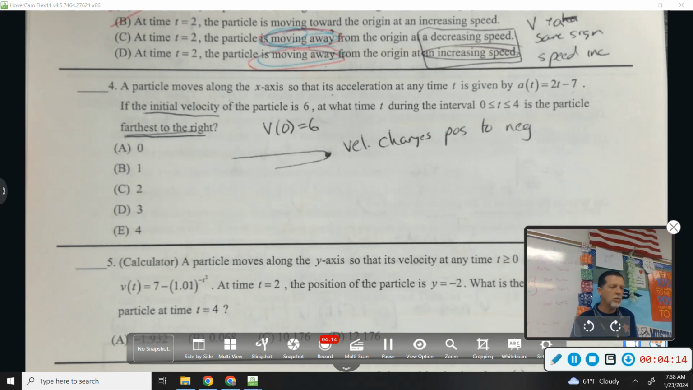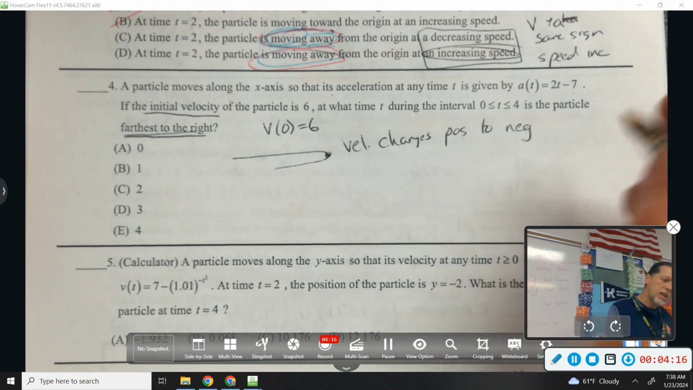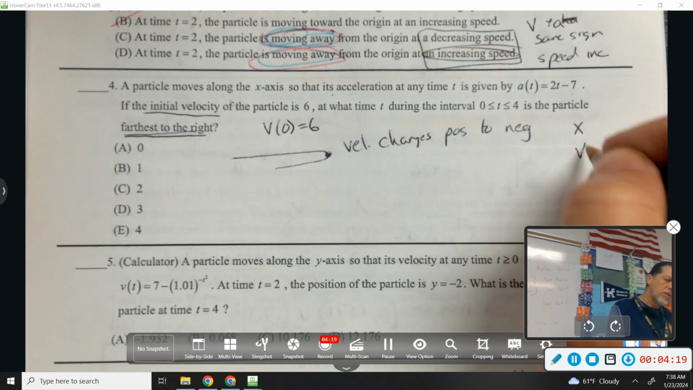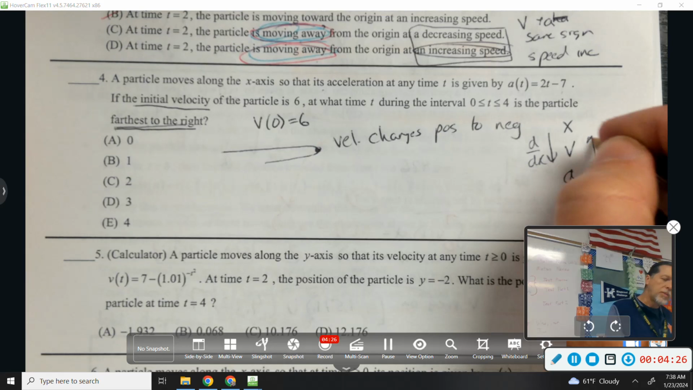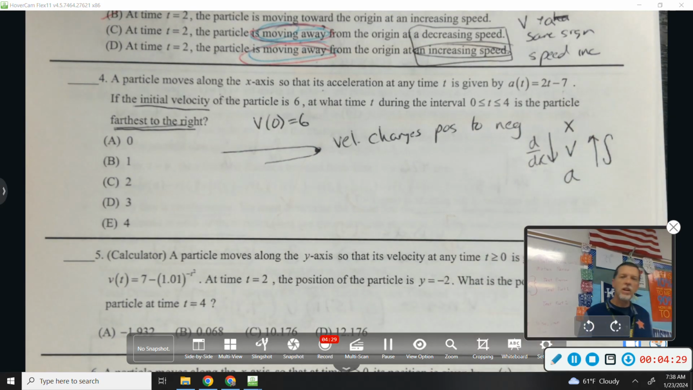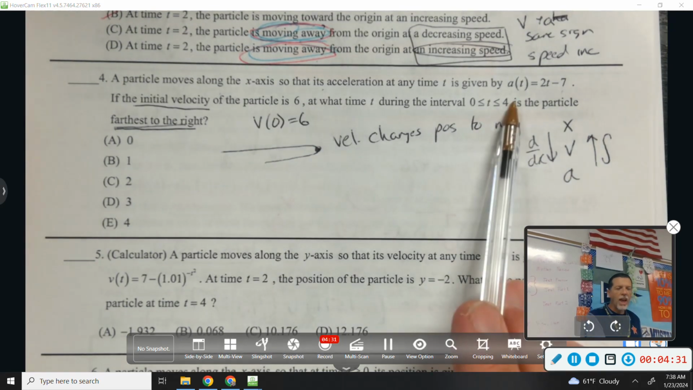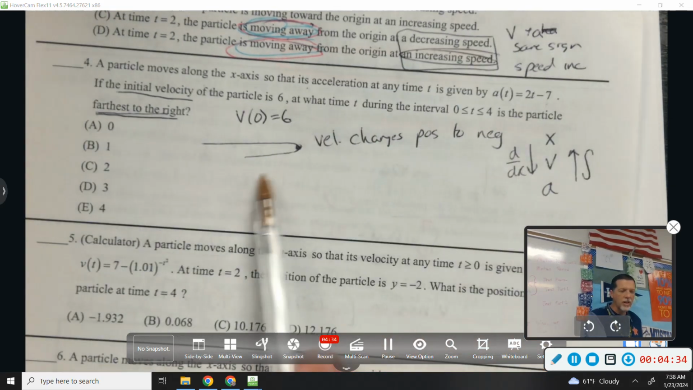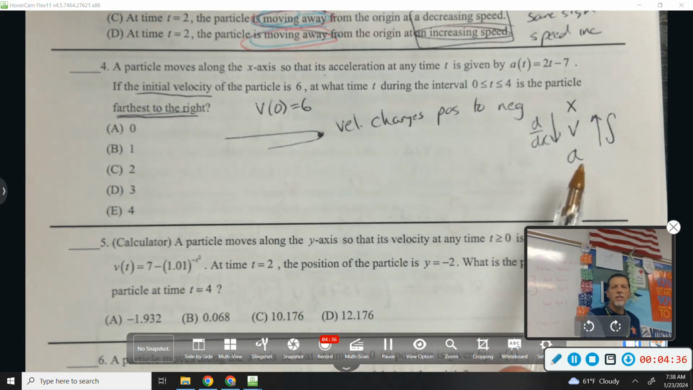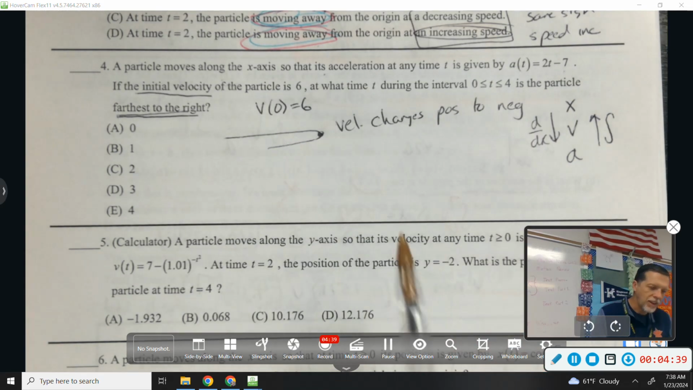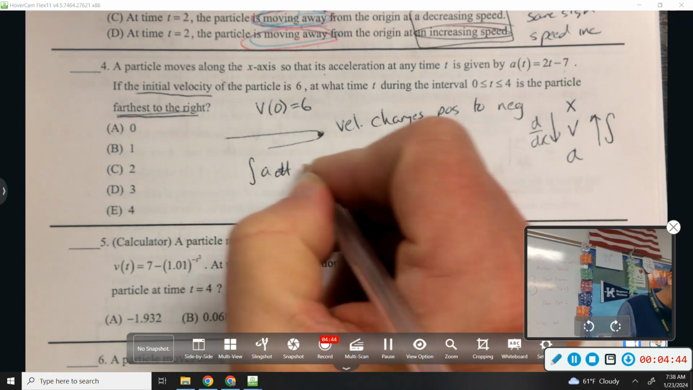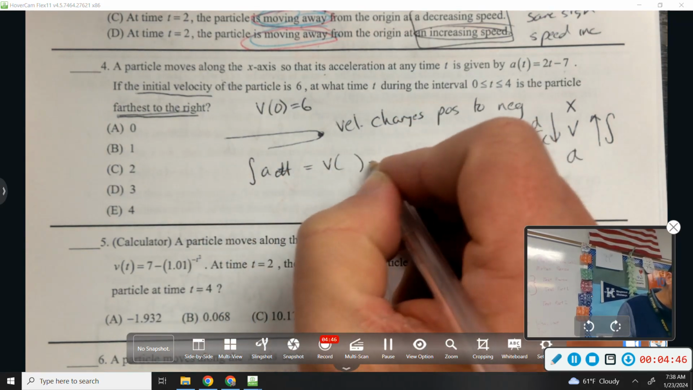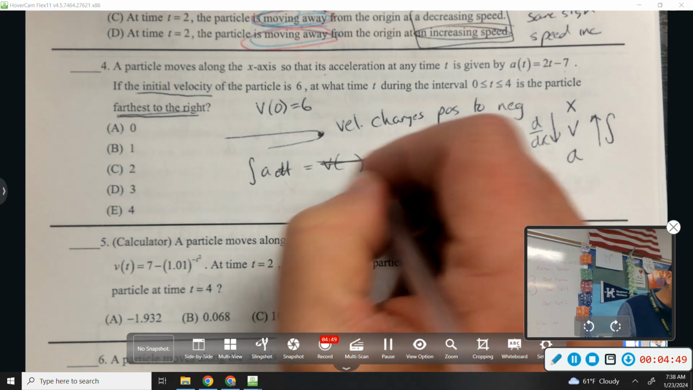So I need an expression for velocity. Position, velocity, acceleration. Remember, you take a derivative to move sort of down the chain. To move up the chain, you need to take an integral. So we have A, and I want to know velocity so I can know where it changes. Let's integrate A to get to V. So if I integrate A, I get the change in V.